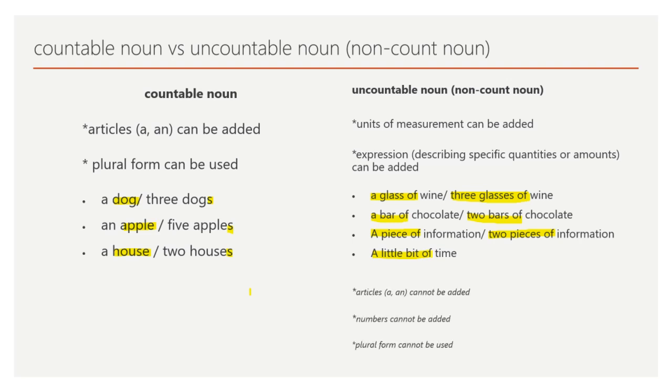So 3 things to remember now. For uncountable nouns, you cannot add article a or an in front of the noun itself. You cannot say a wine, but you can say a glass of wine. Numbers also cannot be added in front of the noun. You cannot say 3 wine, but you can say 3 glasses of wine. Also, an uncountable noun has to stay the same always. Don't change it, don't put an s. So you cannot say wines.